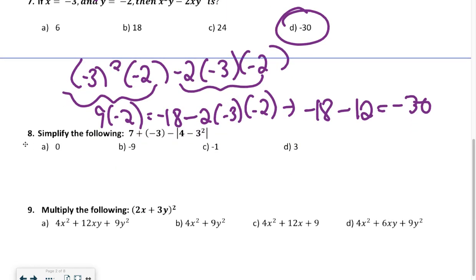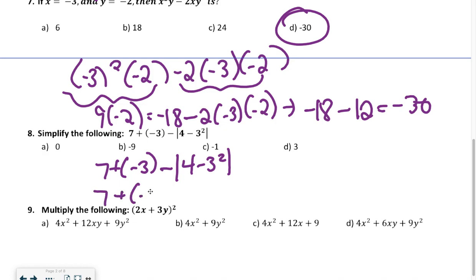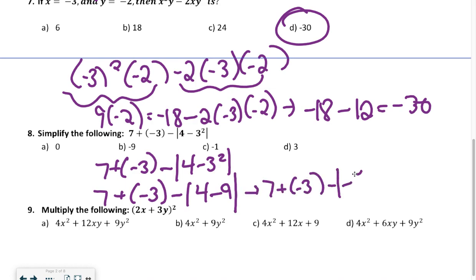Number 8 is just order of operations. So 7 plus negative 3 minus 4 minus 3 squared in the absolute value. So we would treat the absolute value like parentheses, meaning we would simplify it first. This will be 7 plus negative 3 minus the absolute value of negative 5. The absolute value of negative 5 is 5.